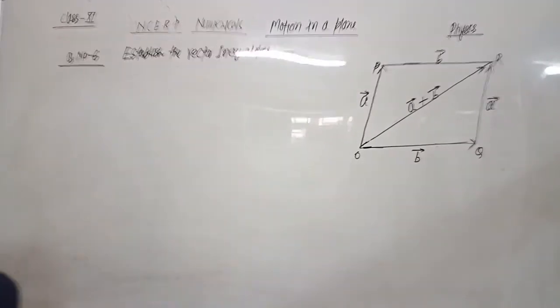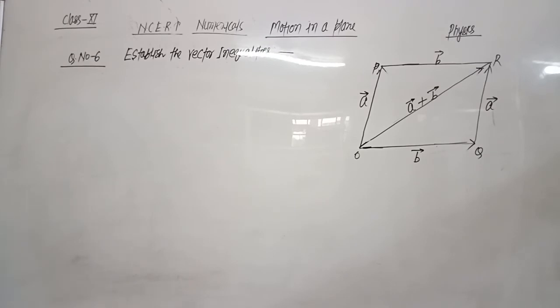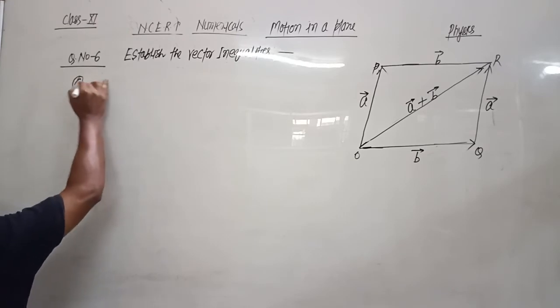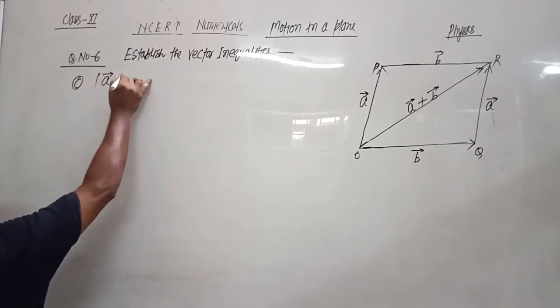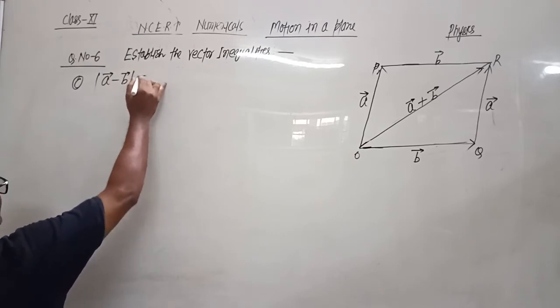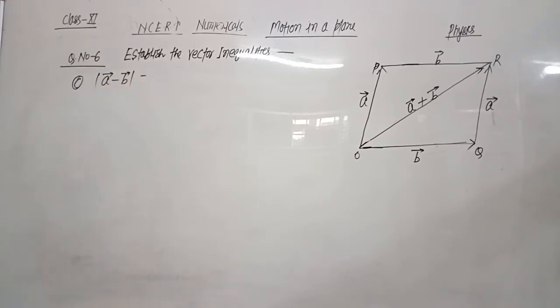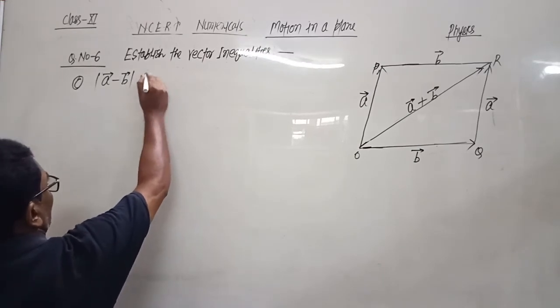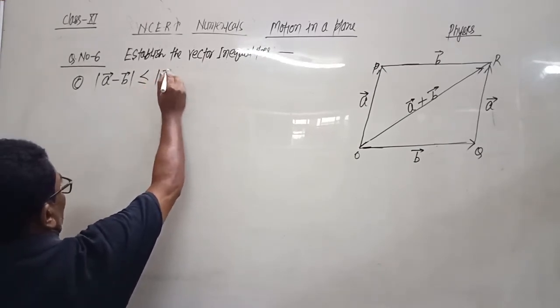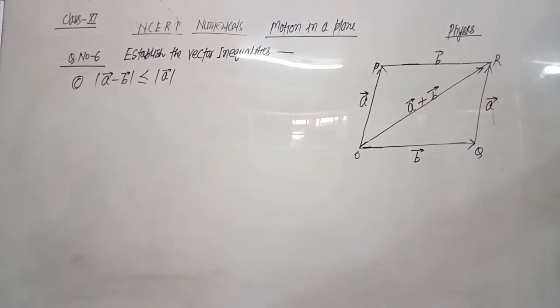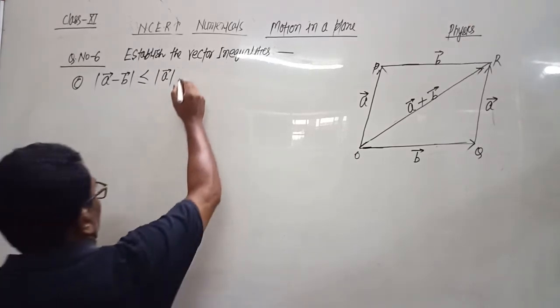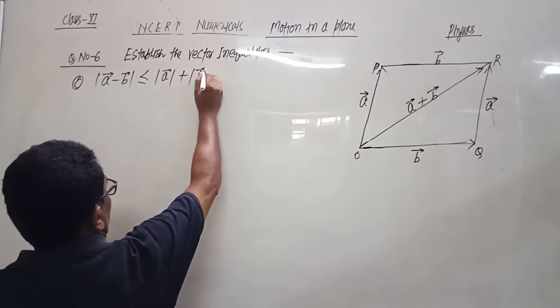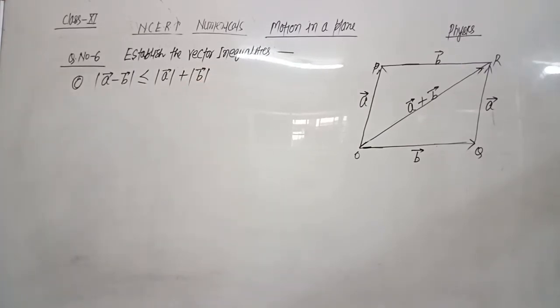Now part C. The magnitude of vector A minus vector B is less than or equal to the magnitude of vector A plus the magnitude of vector B. This relation we have to establish.